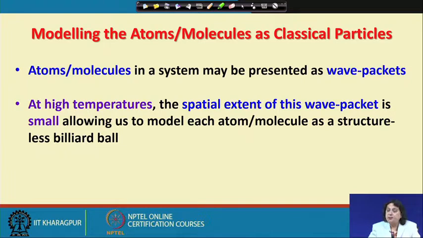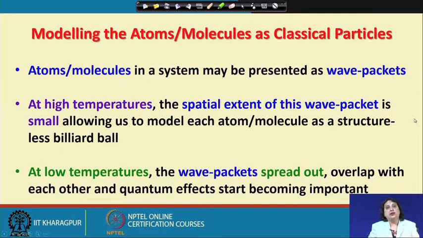On the other hand, there may be problems which are inherently quantum in nature, and in those cases, especially at low temperatures, the wave packets are spread out. They overlap with each other, and the quantum effects start to become very, very important, as a result of which we cannot adopt the description of the atoms and molecules as a structureless billiard ball, but we have to resort to the description taught to us by the language of quantum mechanics.